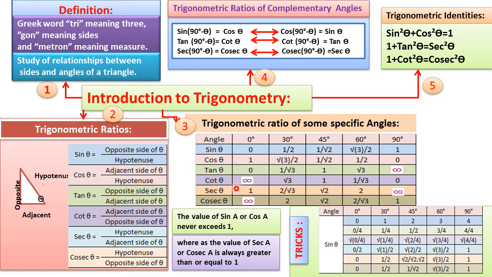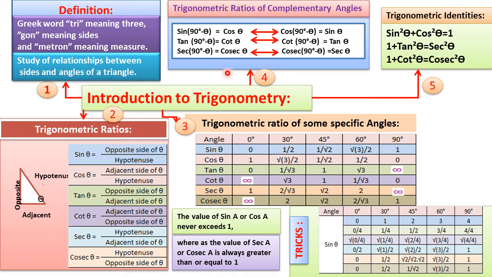Here, from this table, what we can infer is that the values of sin A and cos A don't exceed 1, whereas the values of sec A and cosec A are always greater than or equal to 1. So this you need to remember, just to cross verify your answers and whatever values you are getting.